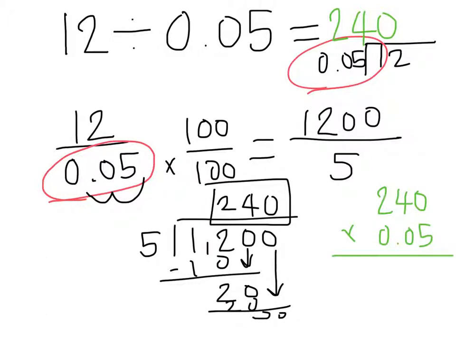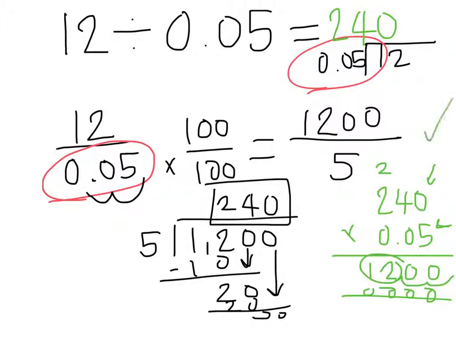5 times 0 is 0. 5 times 4 is? Carry the 2. 5 times 2 is? Add 2. 12. And then the rest are all zeros, right? So I can just ignore that. So how many numbers do I want after the decimal point? Because I have 0 in this factor and 2 in this factor, right? So 1, 2. My answer is 12. Is that what I wanted? Yes. Very good. Check. And done.